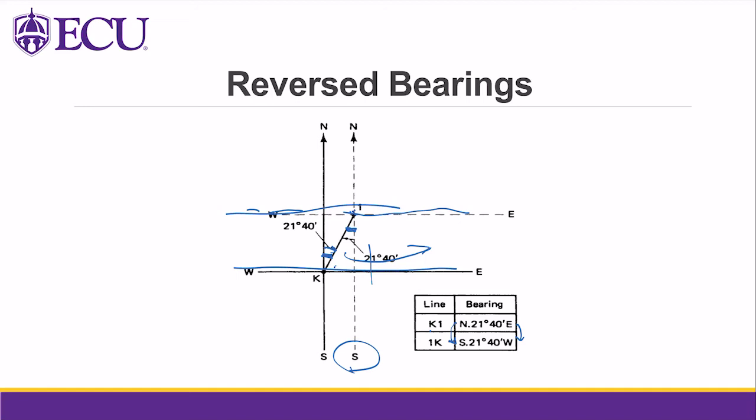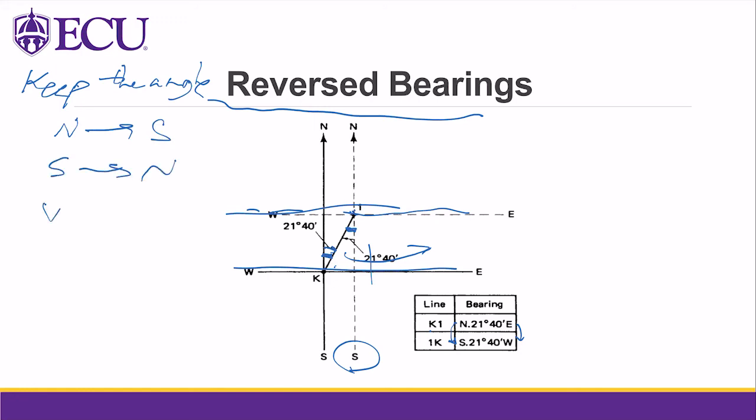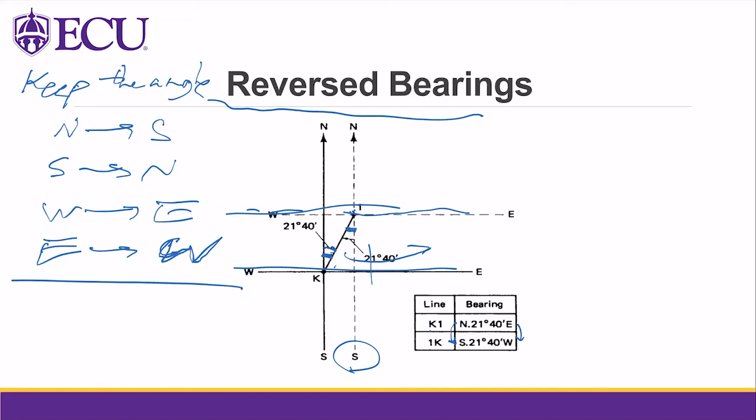That's pretty easy, right? So when you want to find the reverse of a bearing, you just need to keep the angle and make north to be south, south to be north, west to be east, and east to be west. Just the opposite direction. That is it. Very easy, very straightforward, very simple.